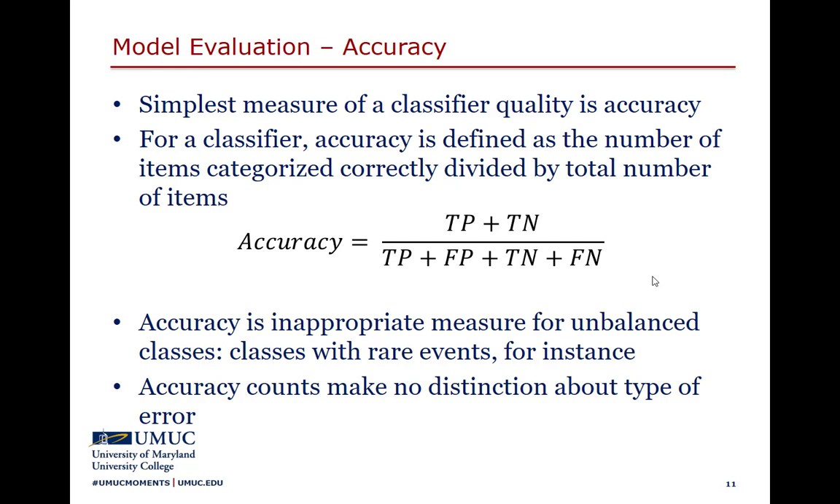Okay, that means it doesn't make any distinction about the type of error. Type of error like type 1 error, type 2 error, like false negative, false positive. Okay, but accuracy can be a simple measure. It's easy to use, particularly when you have balanced data.